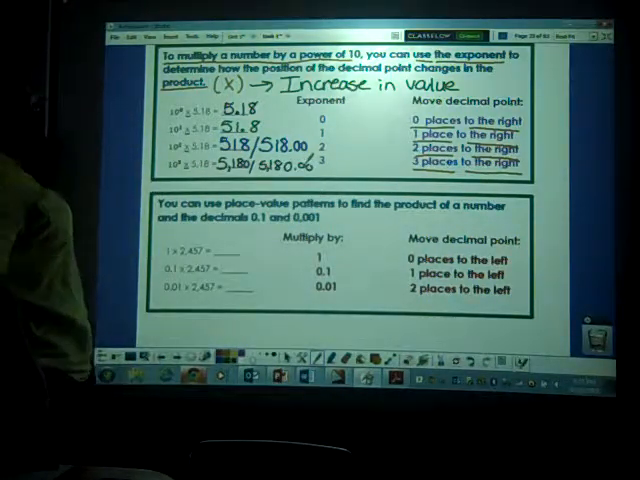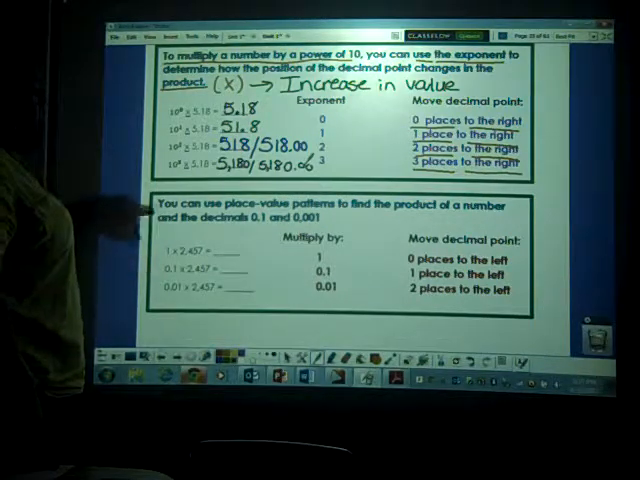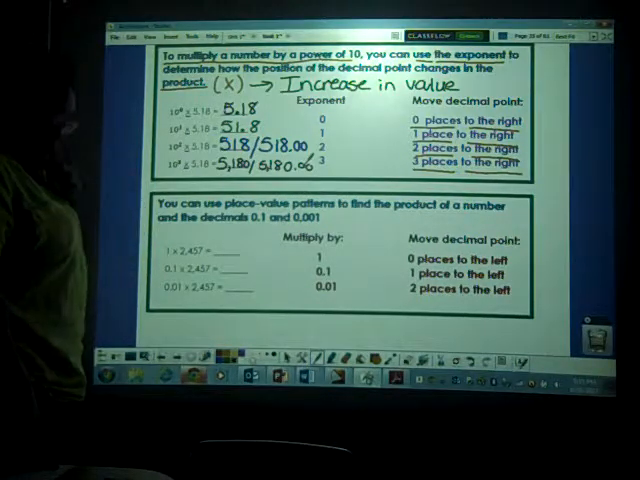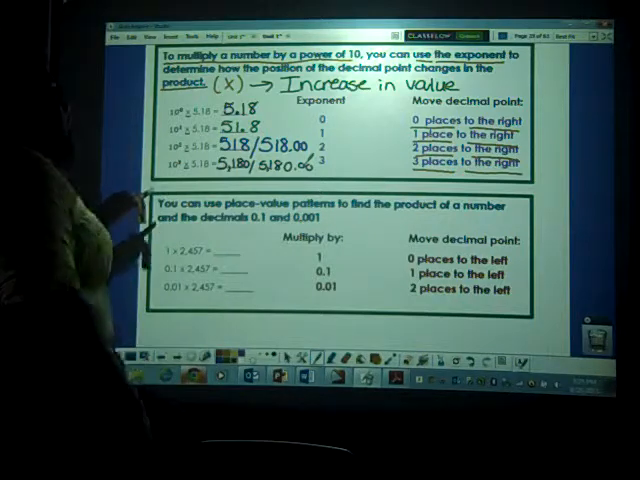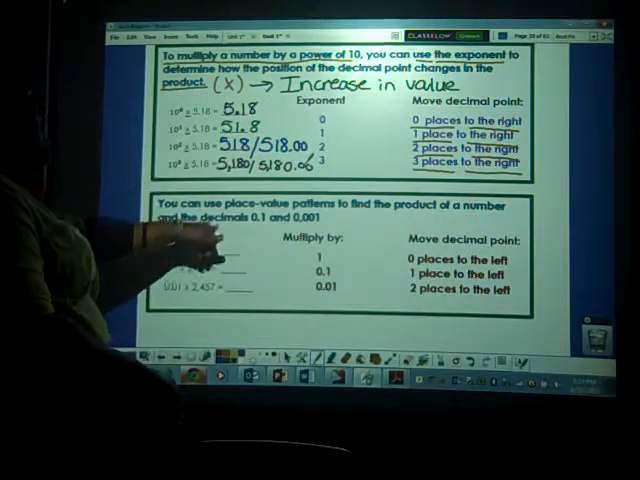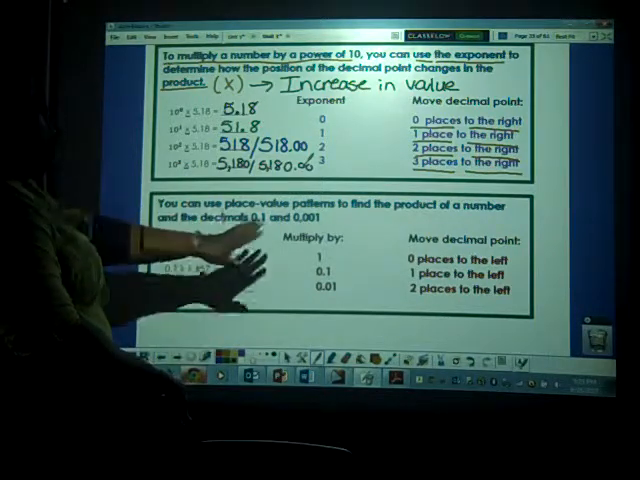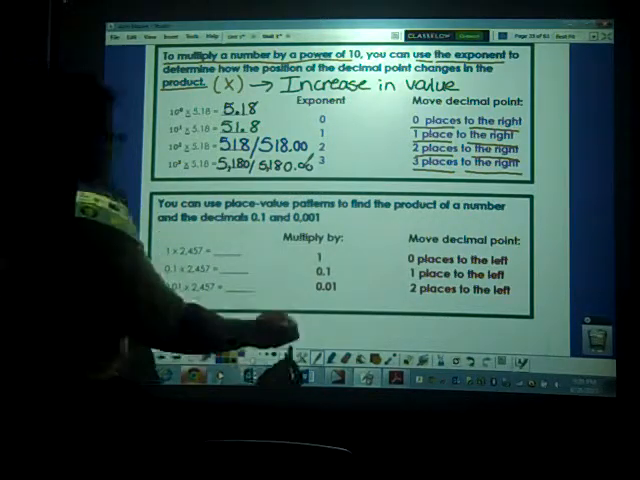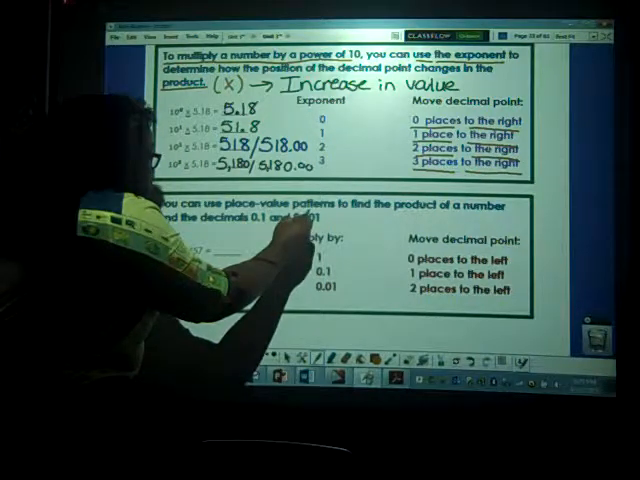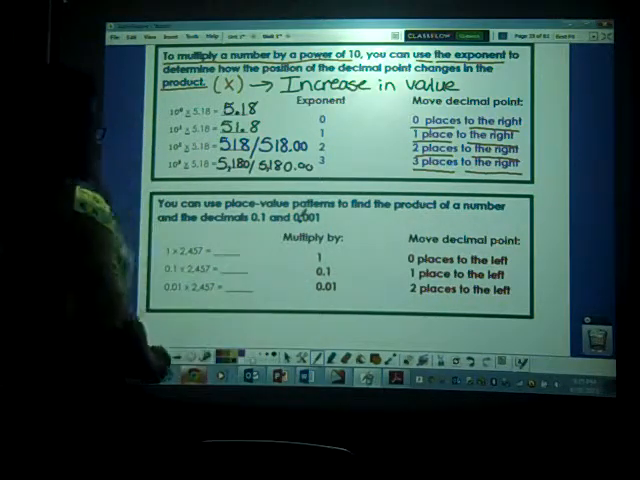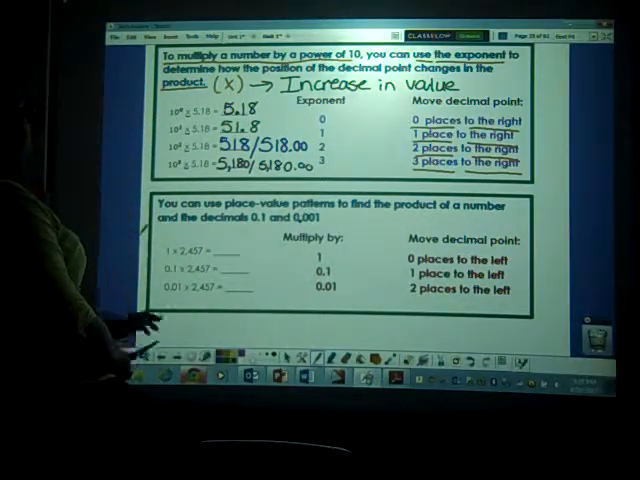There you go. Now with this one, you can use place value patterns to find the product of a number and the decimals 1/10, and that is supposed to be 1,000th. It's supposed to be a decimal point. I don't know why I pressed the wrong button. There you go.